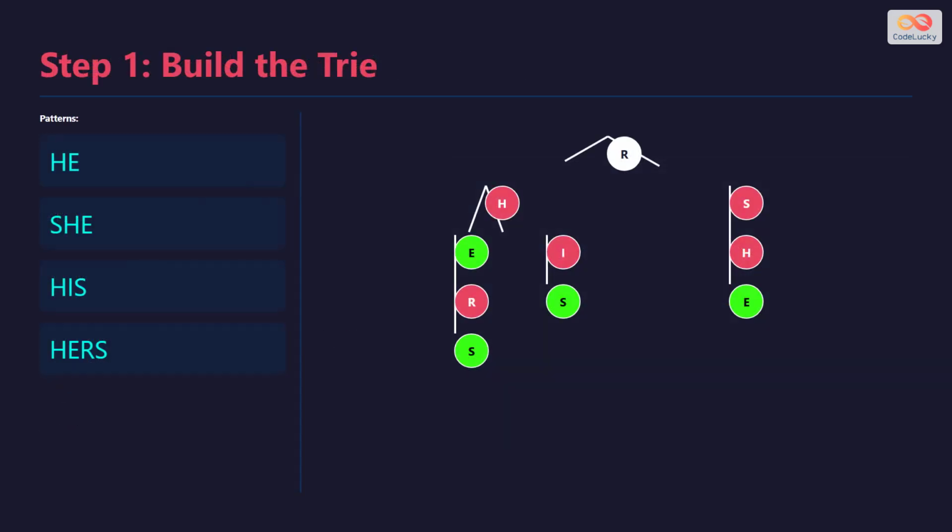The first step is to build the trie. We insert all our keywords, such as he, she, his, and hers, into the tree. Each path from the root represents a prefix of one or more of our patterns.